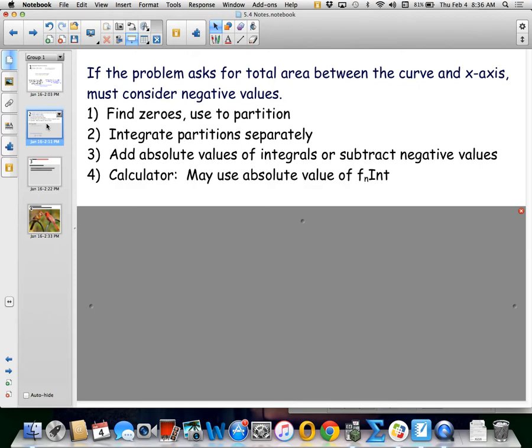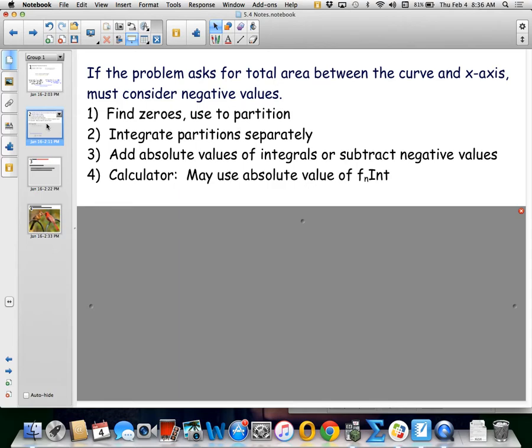So the first step is to figure out what the zeros of the function are. You're using this to section or partition off your integrals. Then integrate the partitions separately. And what I wrote for step 3 is either use absolute values of those answers or subtract the negative values so that all of the values are positive, and then add them together and you've got total area. So that's just some nice steps written out.